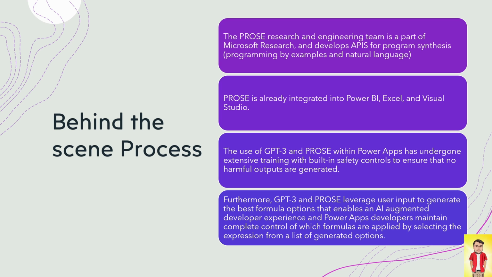Let's say for example, if you are typing something in your natural language, that doesn't mean it will give you any random result and show irrelevant data to you. So it will not generate any harmful result for you. One more thing, for GPT-3 and for PROSE, whatever formula has been generated, the developers have full control over that.